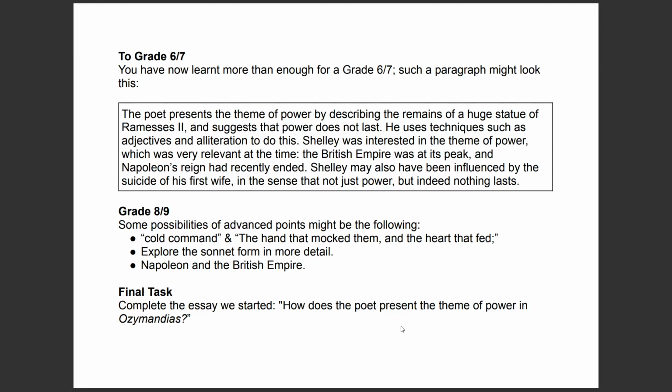And if you can now finish off the task we've started, the question, how does the poet present the theme of power in Ozymandias? That would be great.